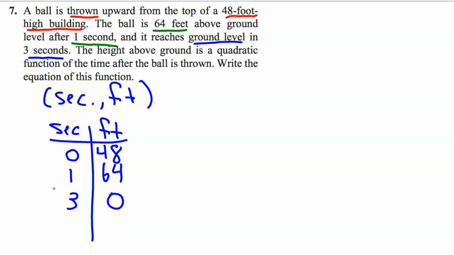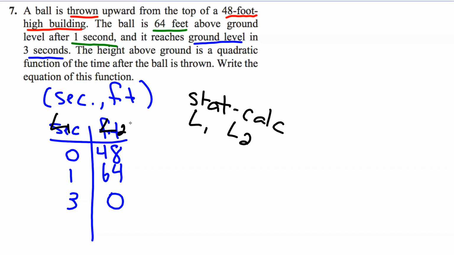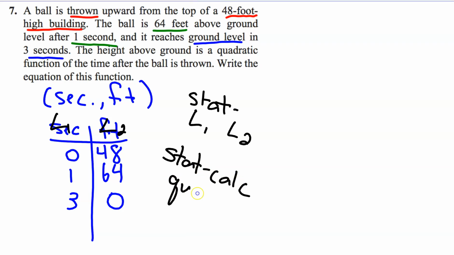So it says write an equation of this function, and this is quadratic. So you're going to do your stat, calc, you're going to put L1 and L2. This would be my L1, this would be my L2. And you're going to find the regression. So you're going to do stat, actually stack L1, L2. And then you're going to do stat, calc, and you're going to do the quadratic regression.